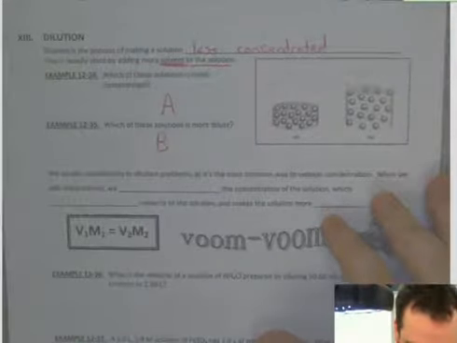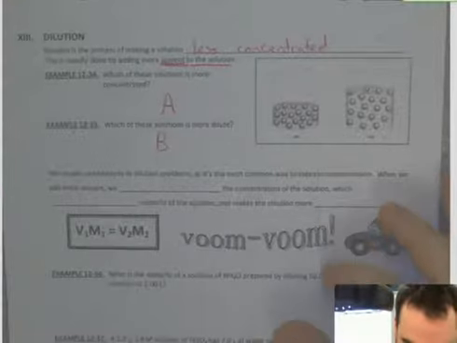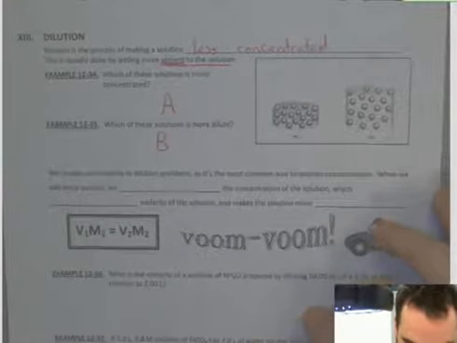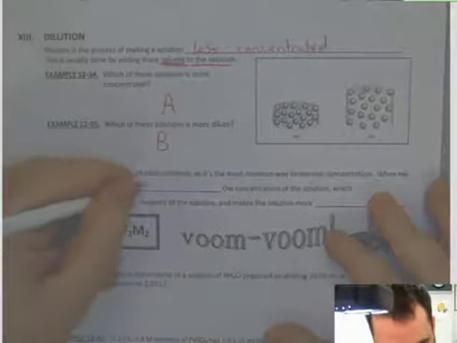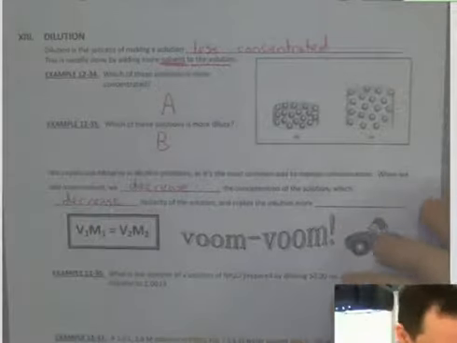We usually use molarity in dilution problems. That's the most common way to express concentration. When we add more solvent, we decrease the concentration of the solution, which decreases the molarity of the solution, which makes the solution more diluted.